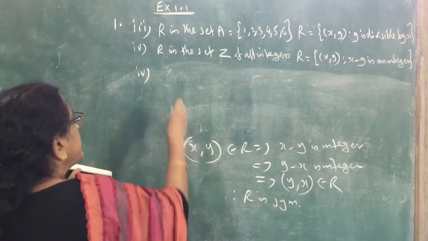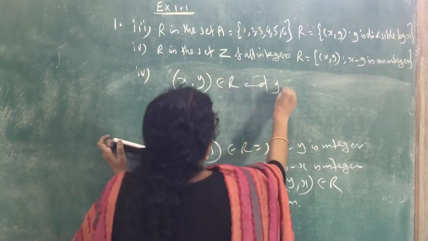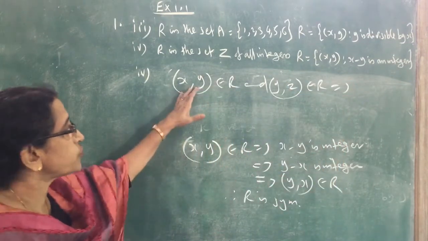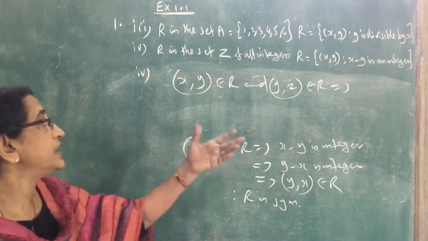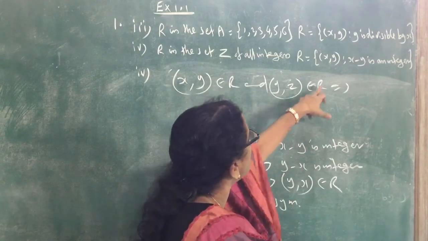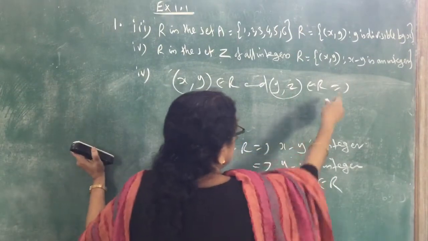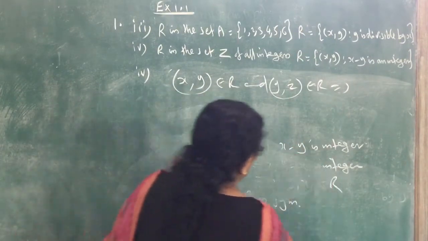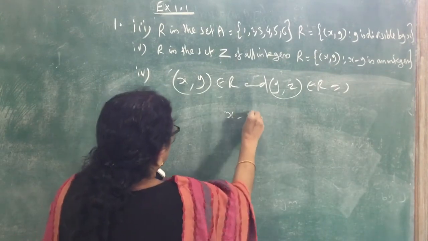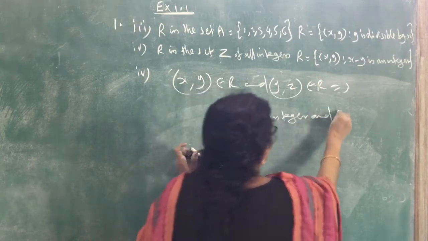What is the transitive property? We have to start with (x, y) belongs to R and (y, z) belongs to R implies something. (x, y) belongs to R means what? x minus y is an integer. (y, z) belongs to R means what? y minus z is an integer. That we can write by definition. So that implies x minus y is an integer and y minus z is an integer.